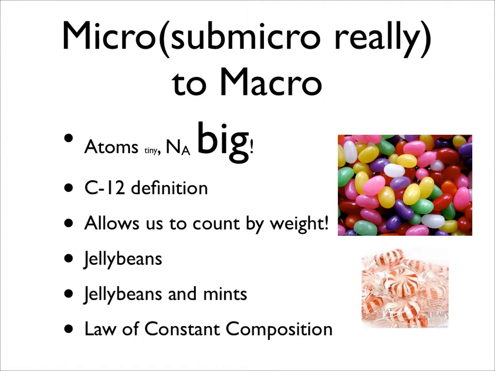So, as I said, what Avogadro's number does for us is it allows us to take the microscopic, or really the submicroscopic, and relate it to the macroscopic world, the things that we see. Since atoms are tiny, Avogadro's number needs to be really, really big. Okay? And N sub A is our abbreviation for Avogadro's number.